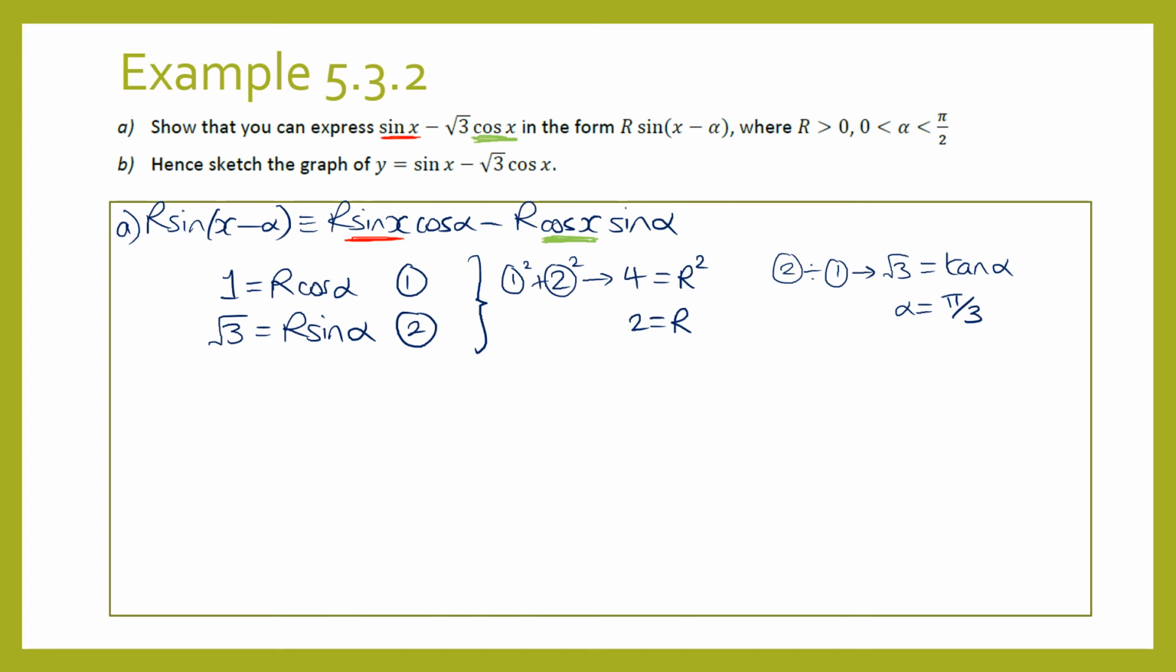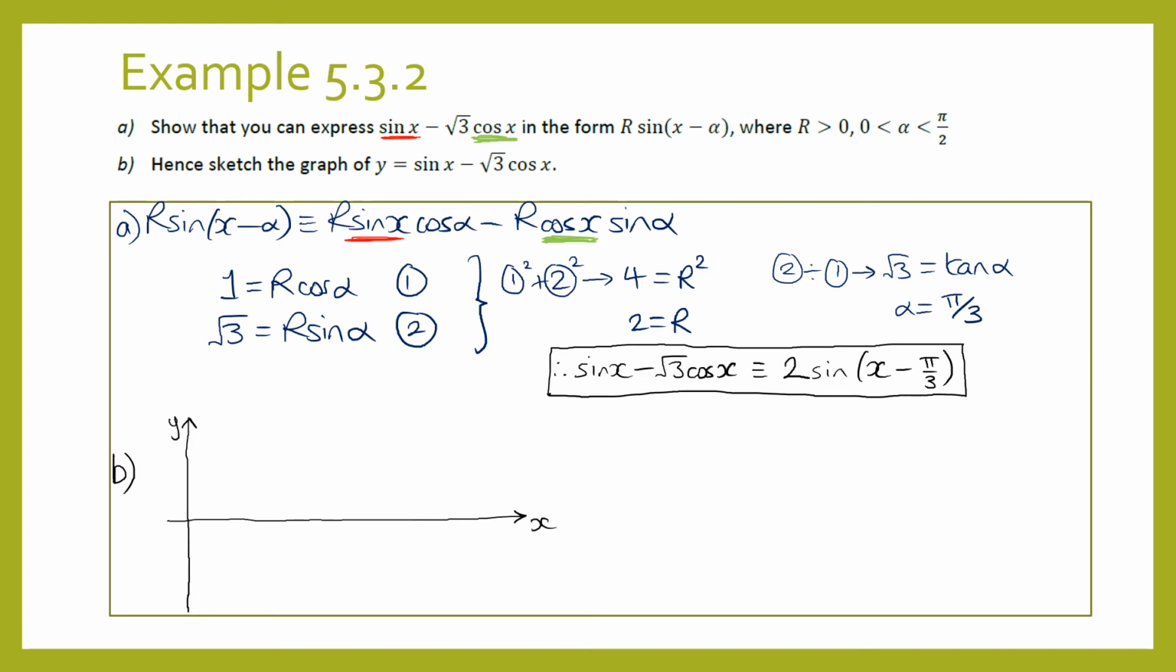So for part A, we can now say that sine x take away root 3 cos x is exactly the same as 2 sine (x take away pi over 3), because 2 is the value of r. So they are exactly the same for all values of x.